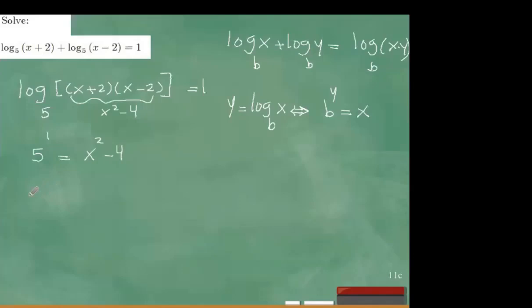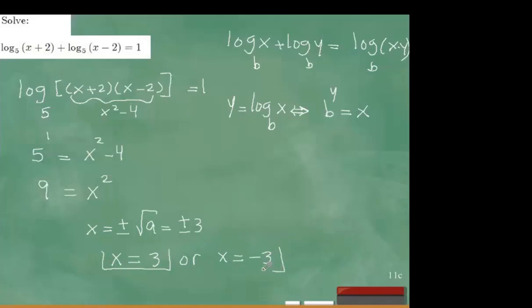So now I can solve for x by adding 4 to both sides of the equation. I get x squared is equal to 5 plus 4, which is 9. So x would be equal to plus and minus square root of 9, or plus or minus 3. So x is equal to 3, or x is equal to negative 3. I'm going to accept x equal to 3 as my solution. However, negative doesn't make sense. So my only solution would be 3.